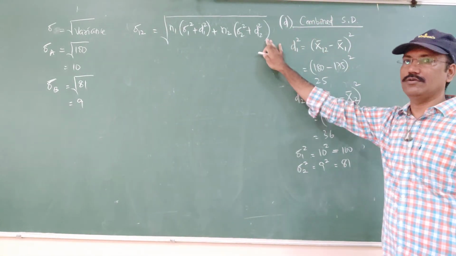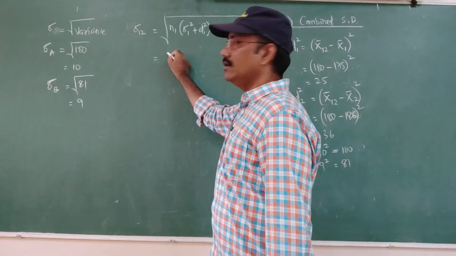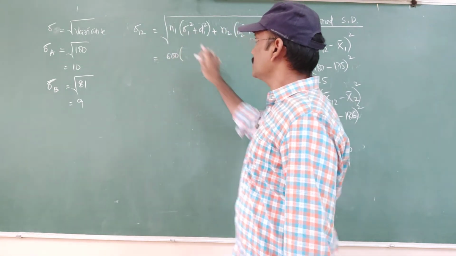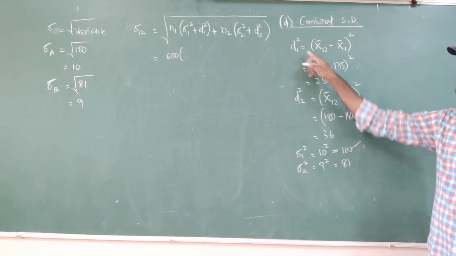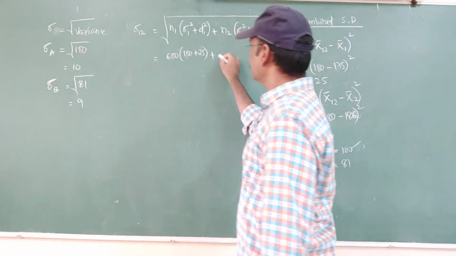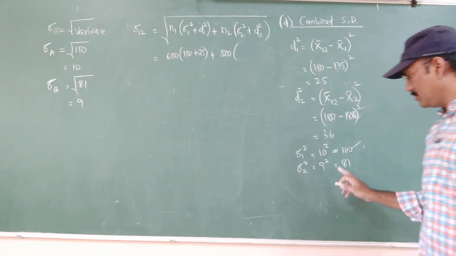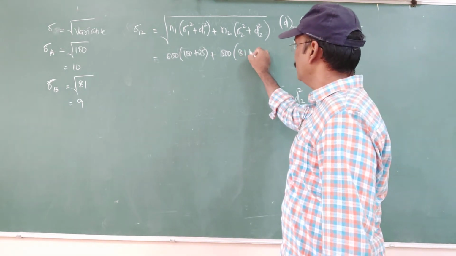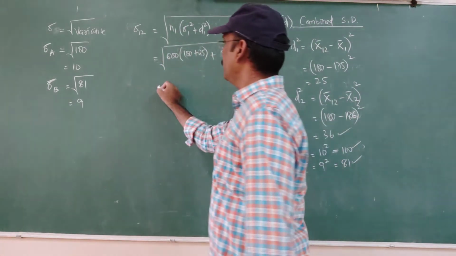I hope that now it is clear why I did all these inputs. Now you input the numbers. What is N1? N1 in the question is the number of people, 600, into sigma 1 square, which is 100, plus D1 square, which is 25. Plus N2, which is 500, into sigma 2 square, 81, plus D2 square, 36, under the root. Simplify this one now.